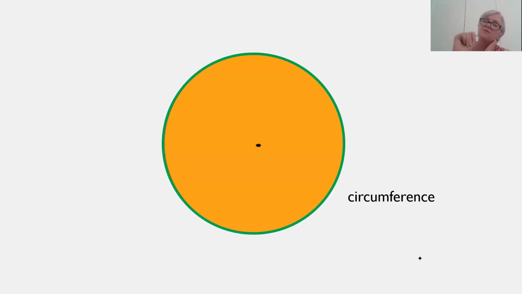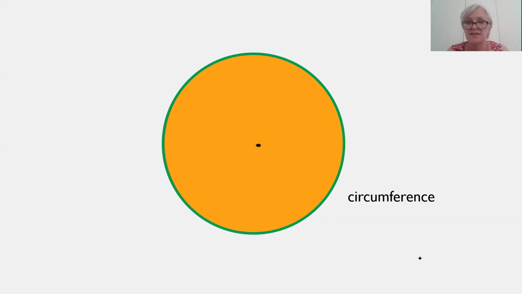Okay, so if we look at the edge of the circle now, that's called the circumference. That's the distance. It would be a perimeter in a rectangle or a triangle, but in a circle, it's called the circumference. It goes all the way around the outside. So those are the only three names that you really need to know in parts of a circle. The radius, halfway across, diameter, all the way across, and the circumference, all the way around the outside.